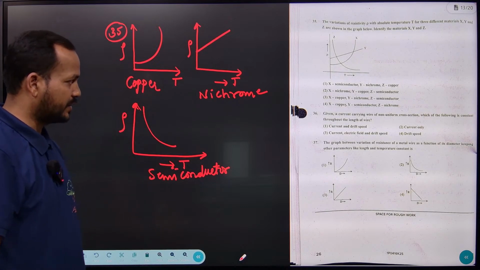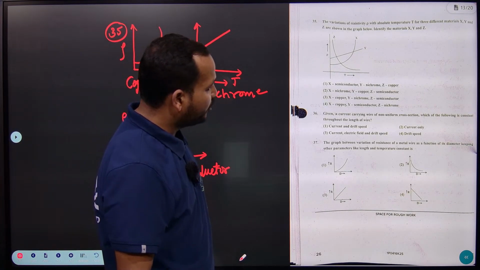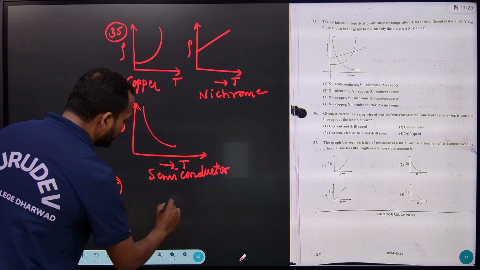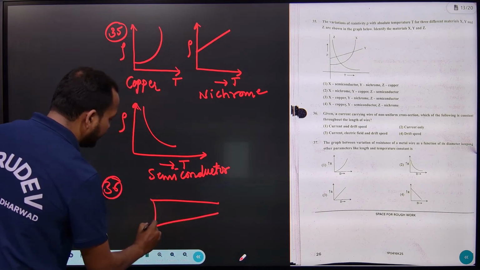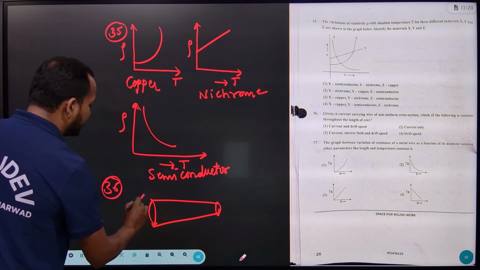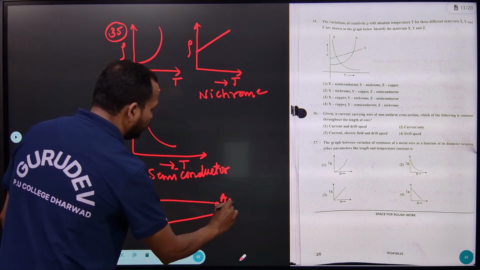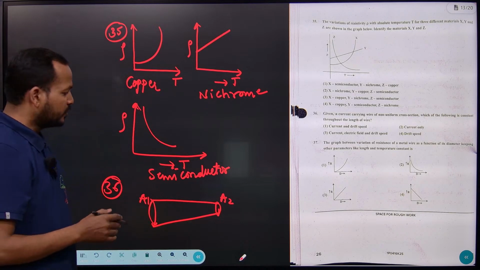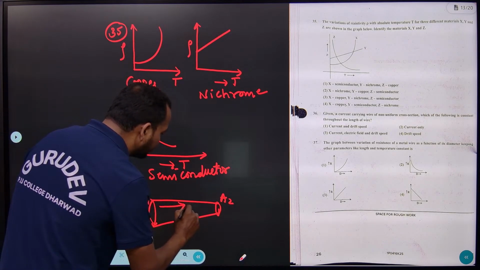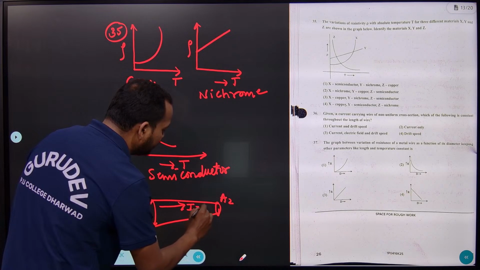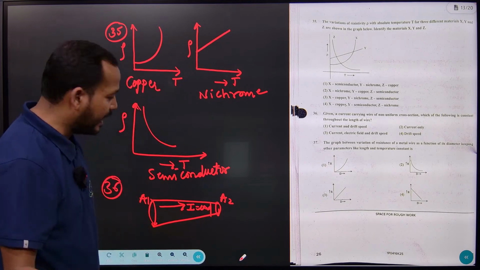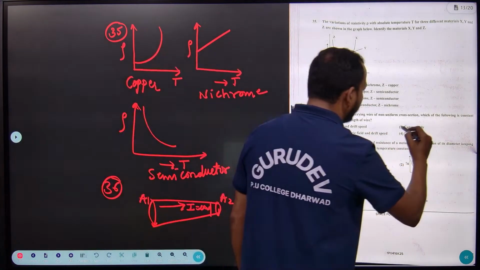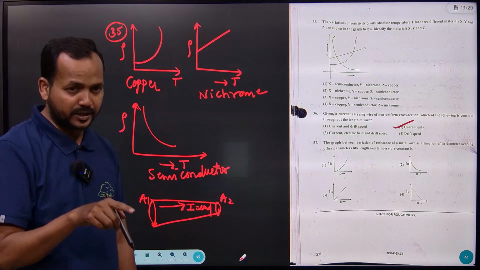Now question number 36. So current carrying wire of non-uniform cross section. So this is a non-uniform cross sectional wire. You can see here two different areas, A1, A2. This is a non-uniform cross section. So the current is always constant. Here current is always constant, not the drift velocity. So we can say that the current is constant throughout the wire. Okay. So the answer here is only current, not drift velocity. Drift velocity again changes.